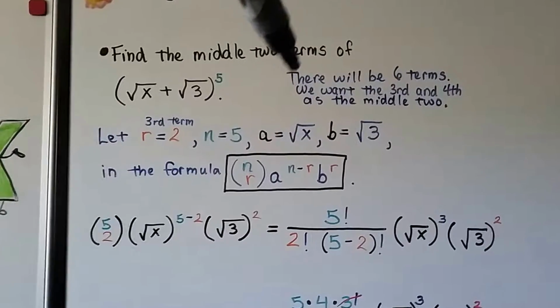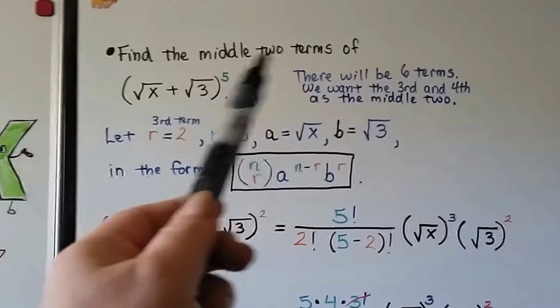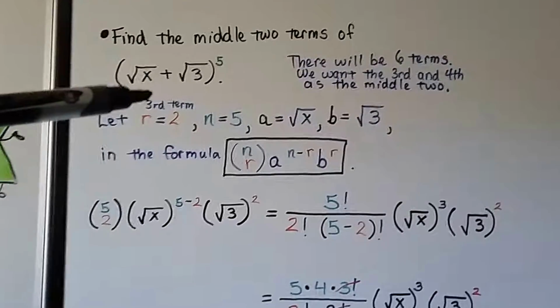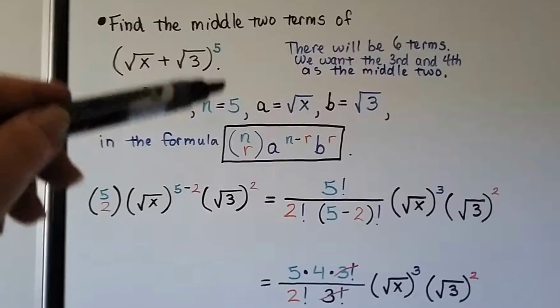And we want the 3rd and 4th as the middle 2. If there's 6 terms, and we want the middle 2 terms, then we must want the 3rd and 4th one. So, because we want the 3rd term, r is going to be 2. It's going to be 1 less, isn't it? So we know n is 5.